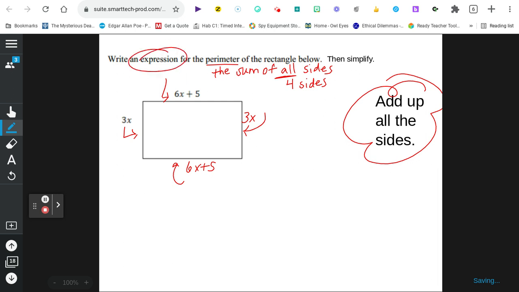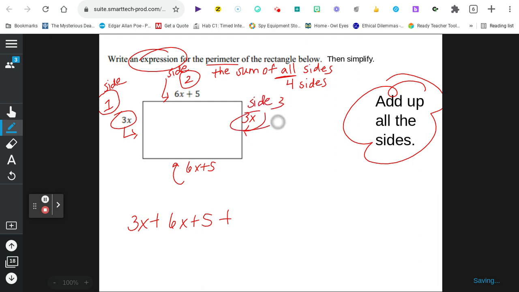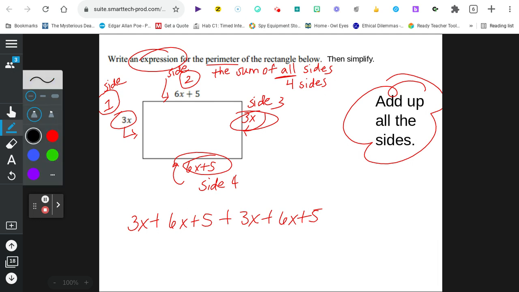The expression that I'm going to write is 3x, which is side 1, added to 6x plus 5, which I'm going to call side 2, plus 3x, plus what's labeled on side 4, which is 6x plus 5. That's the expression. And to simplify, all I need to do is combine like terms. That's it.